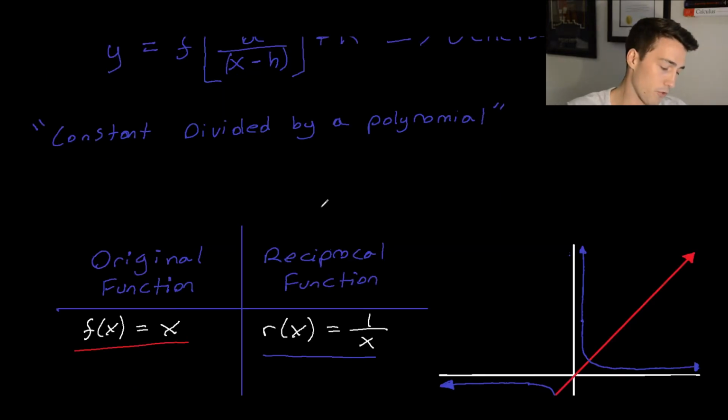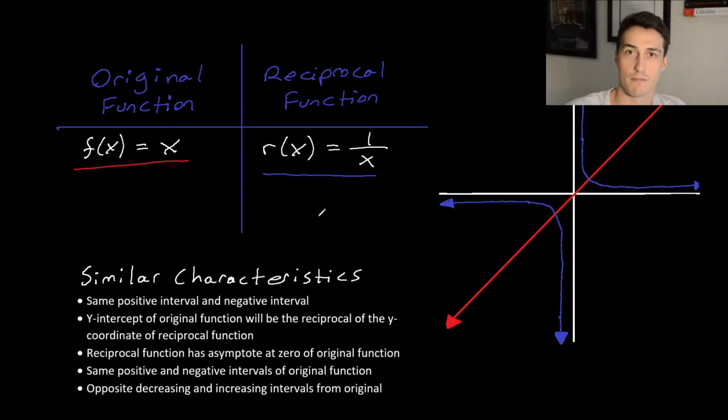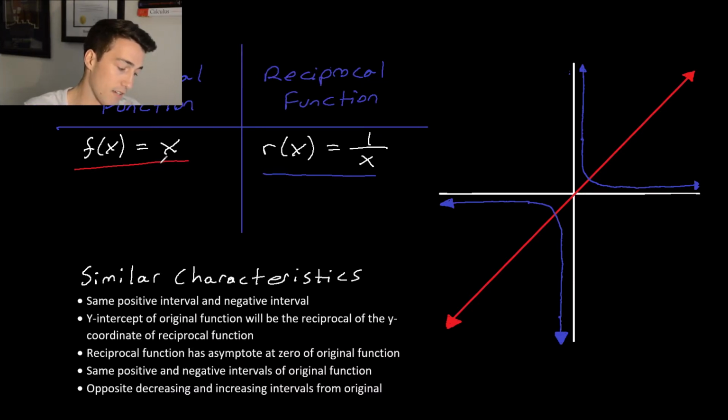So here, if we scroll down, a reciprocal function is really just a function that's the inverse of it, or the reciprocal of it. So here we have an original function like y equals x, or f of x equals x, and the reciprocal function is going to be 1 over that function. So here we have the graph f of x is equal to x, and obviously that's just a straight line. And then in the blue we have r of x, and that's equal to 1 over x.